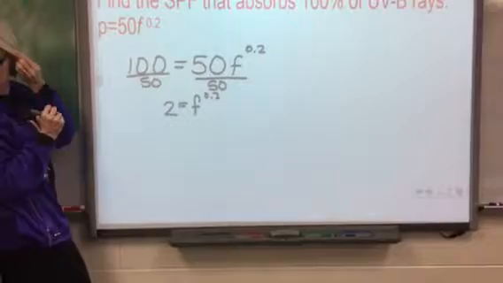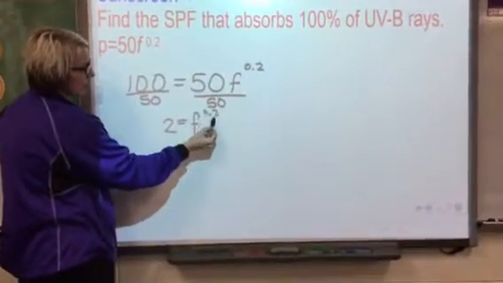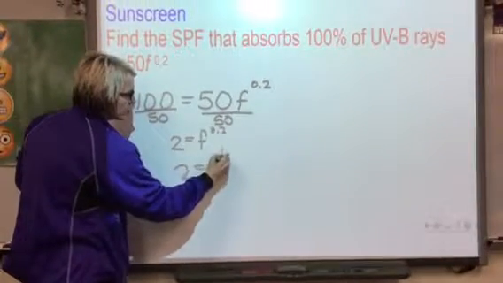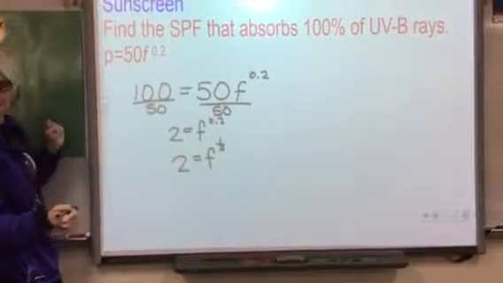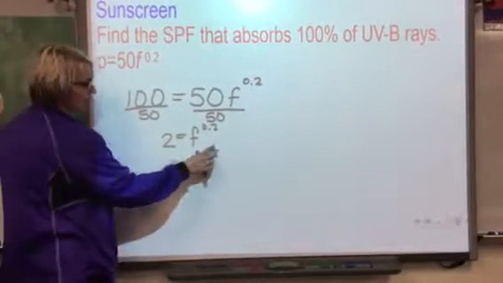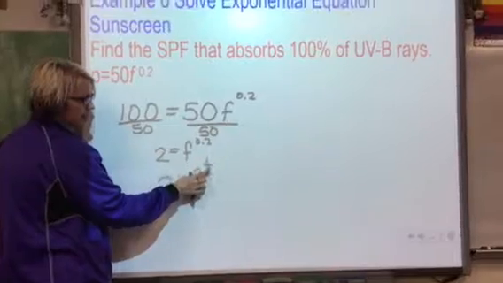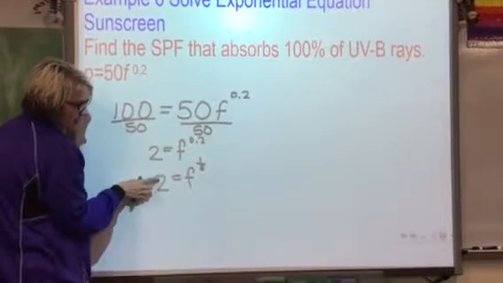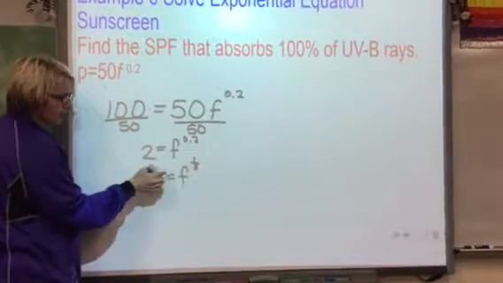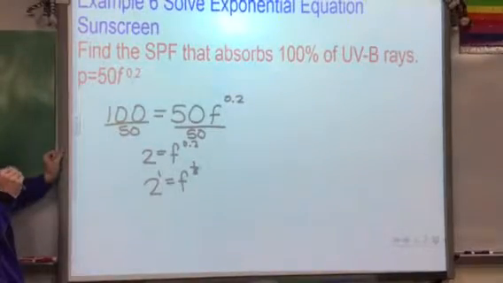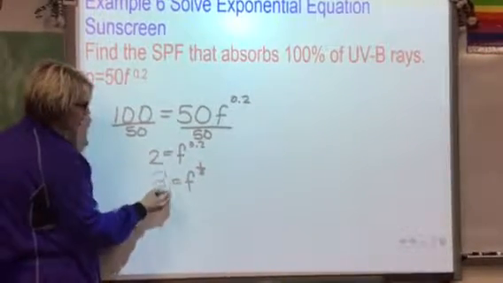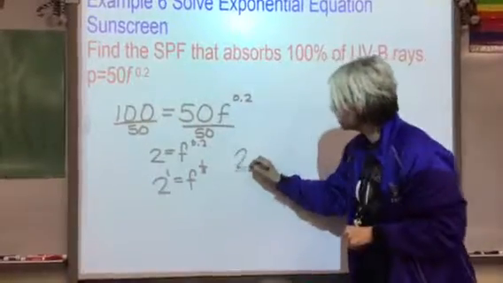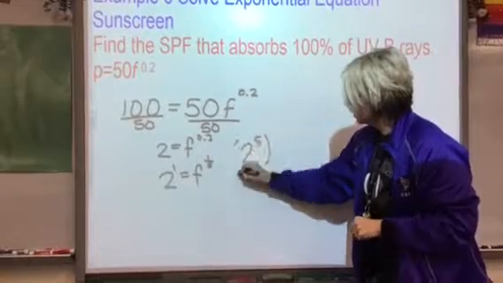Now, what we could do here is we can try to figure out what this would be as a fraction. So 2 is equal to F to the 0.2, which is the same as 1/5, right? And what we know about 1/5 is it's going to be the 5th root of whatever that value is. So we want to make this power match over here, because right now we have a to the power of 1, and that doesn't match. So what we could do is we could make this a 1 by taking 2 to the 5th to the 1/5.